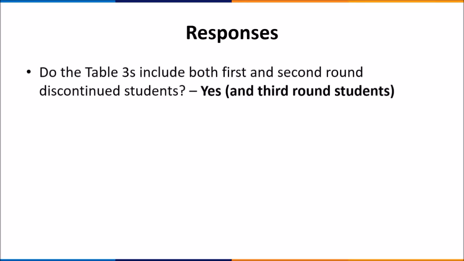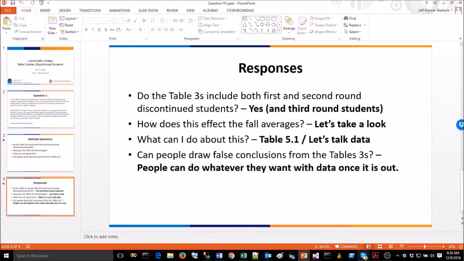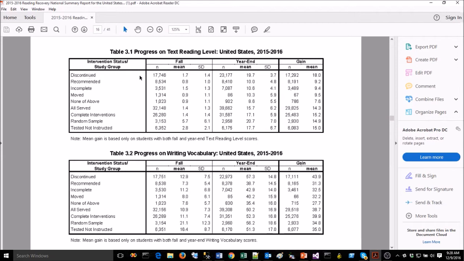The very first question is, do the Table 3s include both first round and second round discontinued students? And the answer is yes. And actually, it includes first, second, and third round students in there. So all of your discontinued kids throughout the year are included in that computation. So when you look at this table and you look at this row of discontinued students, you should know that it includes kids who were served in the first, second, and if you had third round children. All right, so it is included in there.